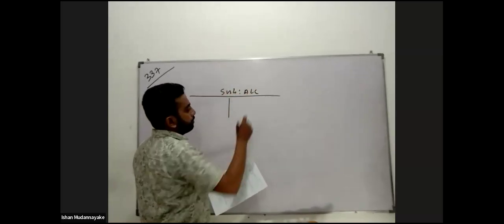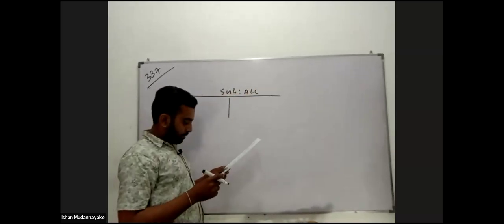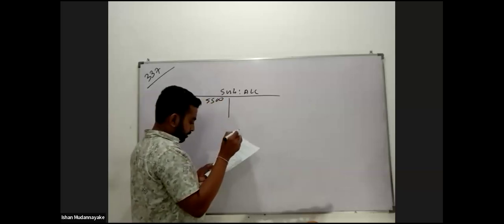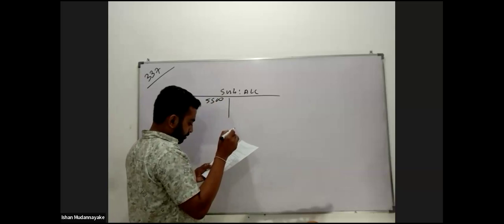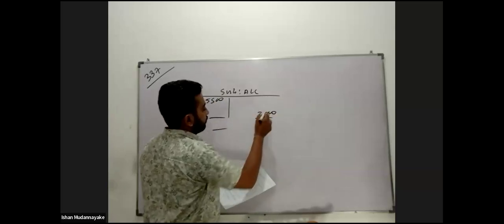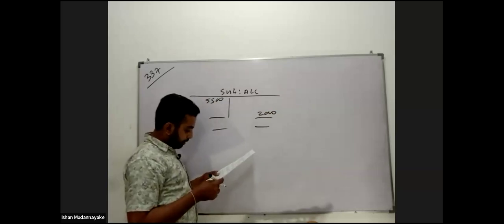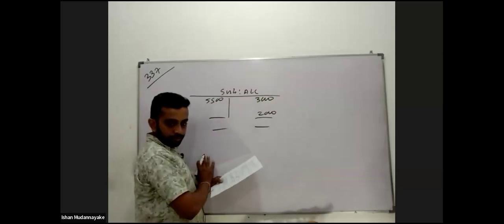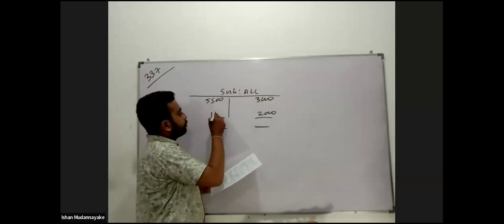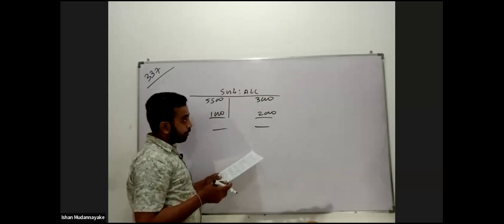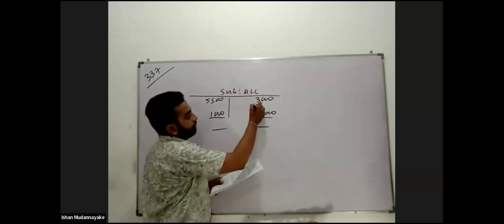Subscription account. Opening subscription receivable 5,500. Closing subscription receivable 2,000. Opening received in advance 3,000. Closing received in advance 1,000. Membership fee received in cash during the year 100,000: cash book debit, subscription account credit.